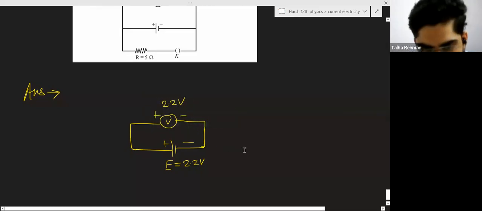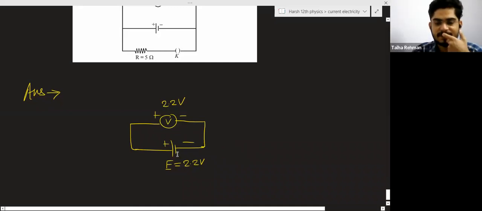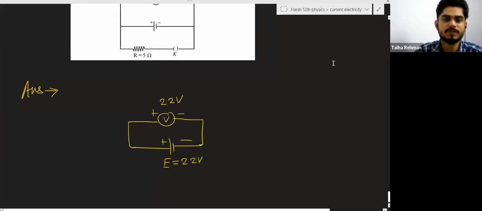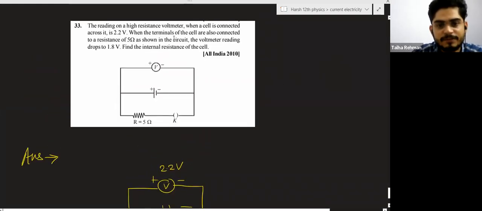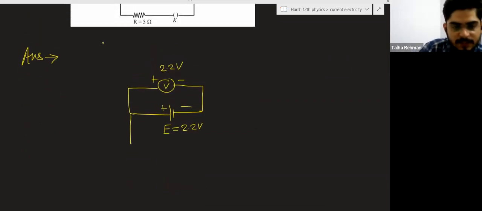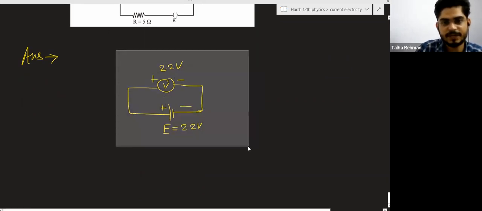So the voltmeter will measure the EMF of this cell. Now they are saying that when the terminals of the cell are also connected to a resistance of 5 ohm as shown in the figure, the voltmeter reading drops. Now suppose you have connected, I am taking the second case, the second condition.